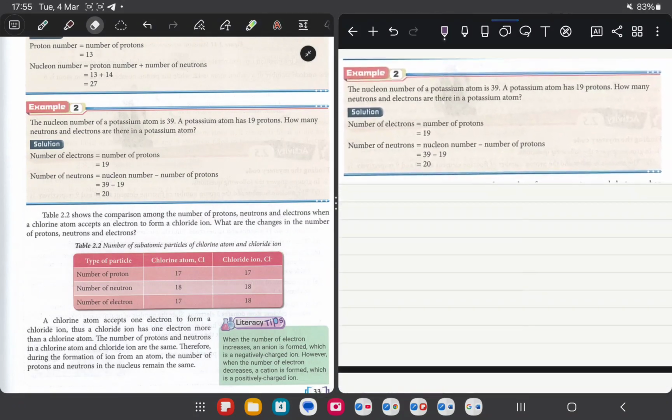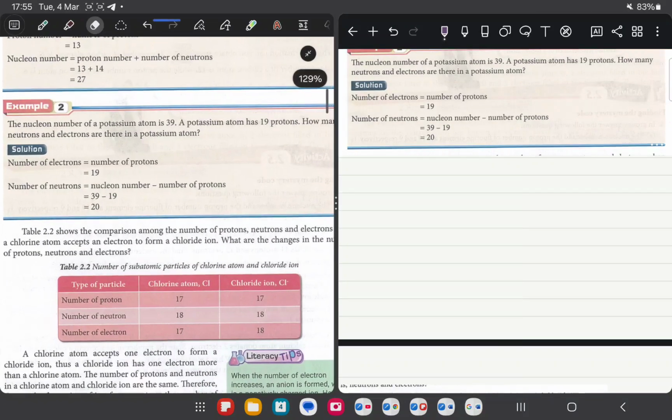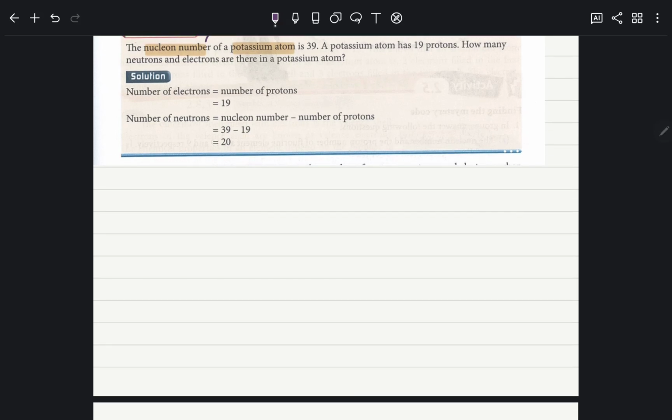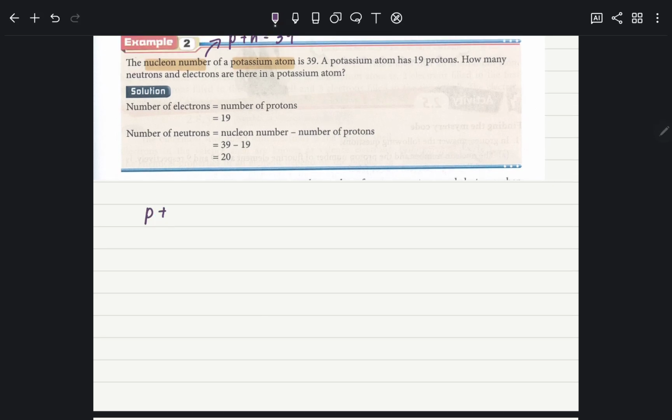Okay, fine. So the nucleon number, let me close this side textbook. The nucleon number of a potassium atom. Potassium atom means that proton and electron are the same, but here they say nucleon number. What is nucleon number? P plus n. So P plus n equals 39. How do I know 39? Because they say nucleon number, which is just P plus n, equals 39.